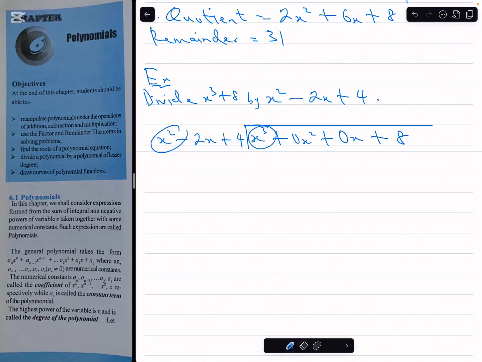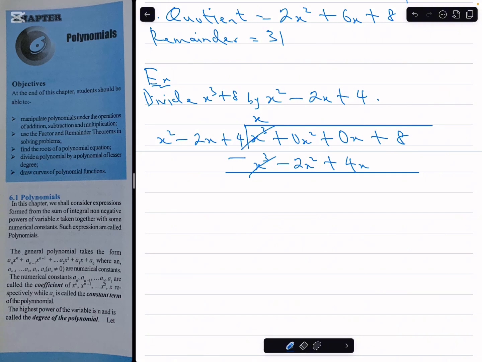x cubed divided by x squared, that's x, and now we multiply the whole of this by that x. So we start by multiplying x squared by x, that's x cubed. The next one is minus 2x times x, that's minus 2x squared, and the next one is 4 times x, which is plus 4x. Now we subtract.